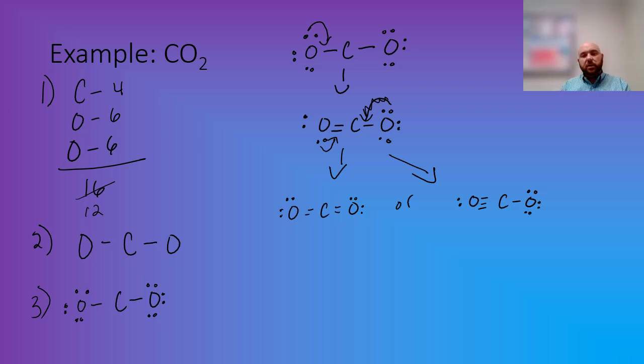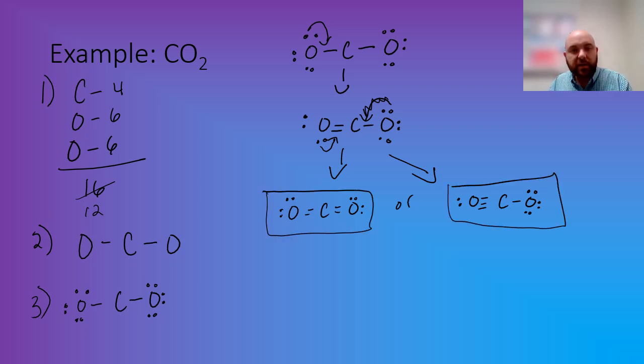We could count and show that in both of these structures, 16 electrons have been used, and all of the involved atoms have a satisfied octet. So how are we going to discern which is the correct structure, this one or this one? Well, the answer is formal charge.